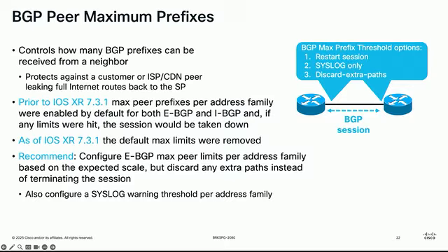If you happen to be running older code, 7.2 or before that, just keep in mind that BGP peer max prefix limit per address family is enabled by default. And the default action is to reset the session. It will bring down the session if the max limit is hit. So our recommendation is, don't rely on default values or default action. Set your own limit, set your own action.